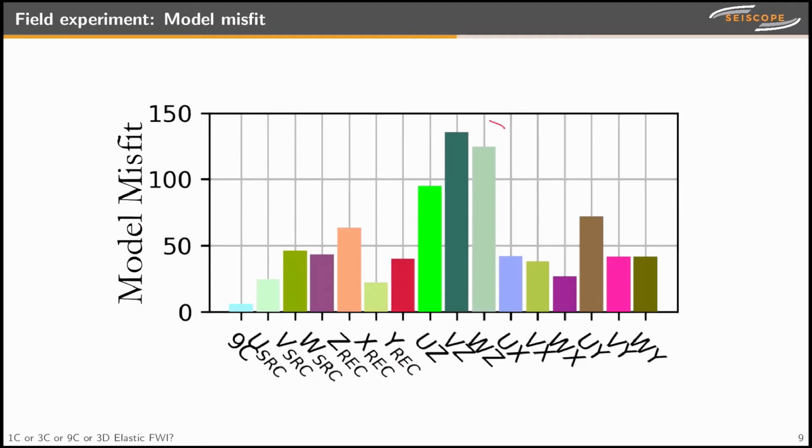When we go towards a further analysis of model misfit, we can see a good agreement with our previous statement, in which when we look at the highest three of model misfit, we can see that those three are related to the UZ, VZ, and WZ component. Therefore, the usage of horizontal component in this case is really beneficial towards our model reconstruction, especially when our target is quite deep.